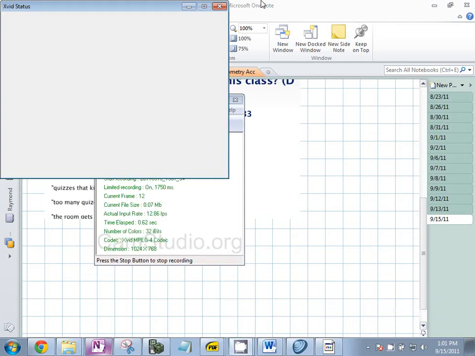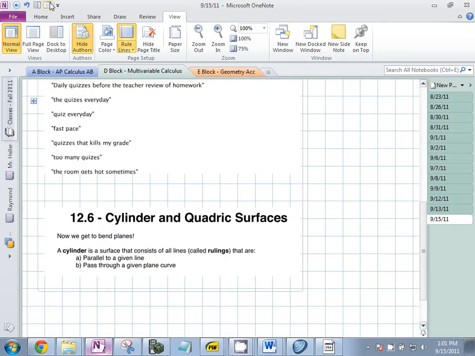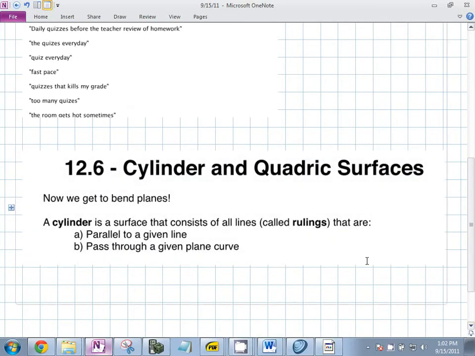I think there's many things that are interesting about the world of math. One thing is that the same vocab word can come to mean many different things. So we now have a new word for cylinder. A cylinder is a surface that consists of all lines, called rulings, that are parallel to a line. So it's going to be a whole set of lines that are parallel to a line that pass through a given plane curve. What's a plane curve going to be?